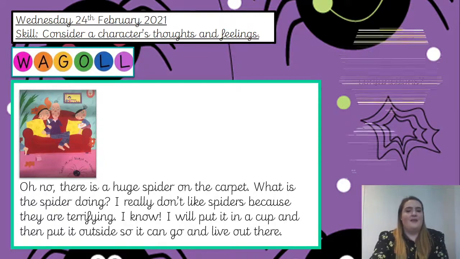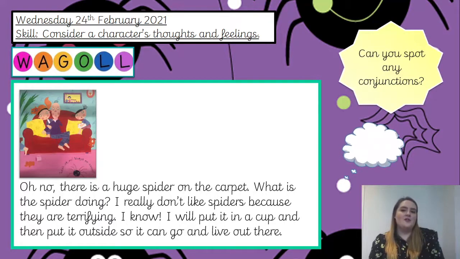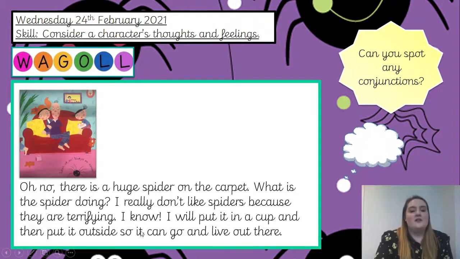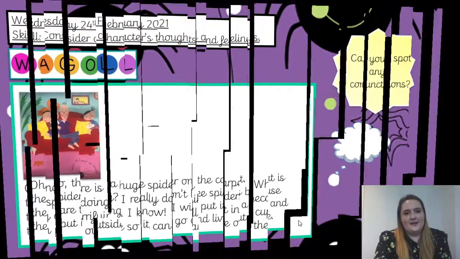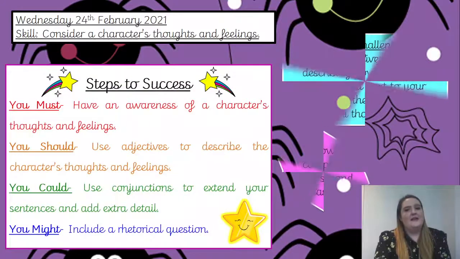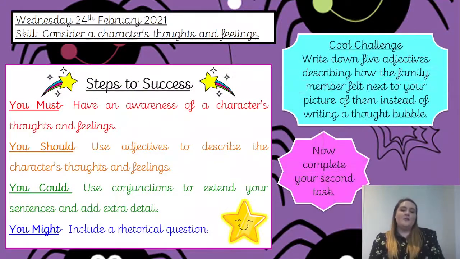Okay, very quickly then with your partner, what conjunctions can you see? Well done. I've got the conjunction because here saying why they don't like spiders, and I've also got and here adding more detail. Brilliant. So remember, cool challenge, you are going to draw your picture of the family member, but you're just writing down 5 adjectives to describe how they felt. So terrified, petrified, worried, nervous, lots of amazing adjectives that you can use today.